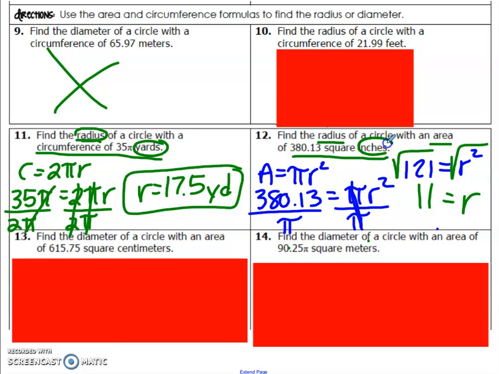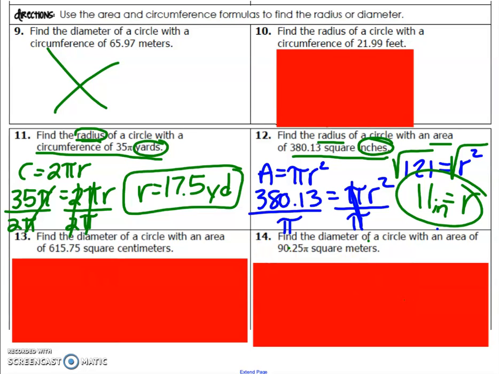Let's look at our units. We've got inches. And since radius is a length, it's not going to be inches squared. It will just be inches. Okay? All right, so again, if you want to try some on your own, feel free to try 9, 10, 13, and 14. The answer key is online. You can check your work.